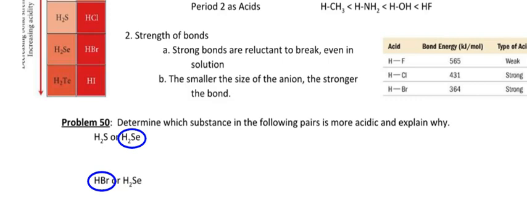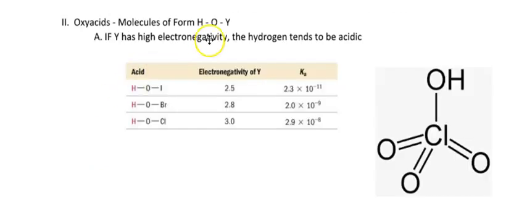So those are your binary acids, but a large number of our acids are not binary. They're oxyacids. So let's scroll down and see what this is all about. Here we have an oxygen between the non-metal and the hydrogen, or maybe even the metals, like in the case of chromate and dichromate. So what's going on here? If Y, the other element besides oxygen, has a high electronegativity, then the hydrogen tends to be acidic.